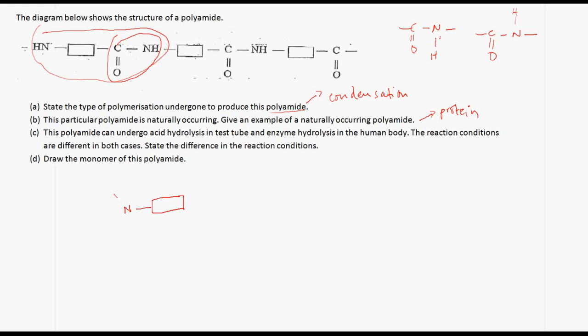And whenever we want to determine the monomer, we need to remember that what makes an amide linkage is the presence of an amine group and an acid group. So this would be the monomer for this polyamide. It's a polyamide, therefore we're going to have an amine group present and we're going to have an acid group present.